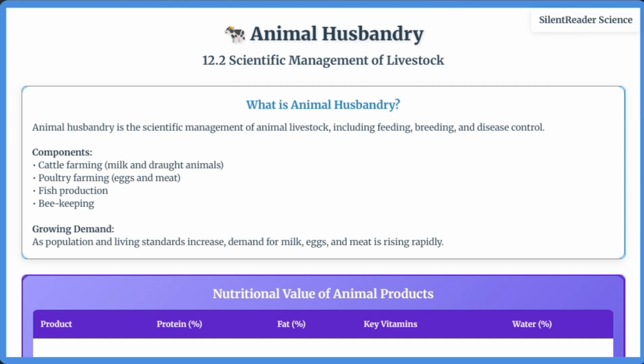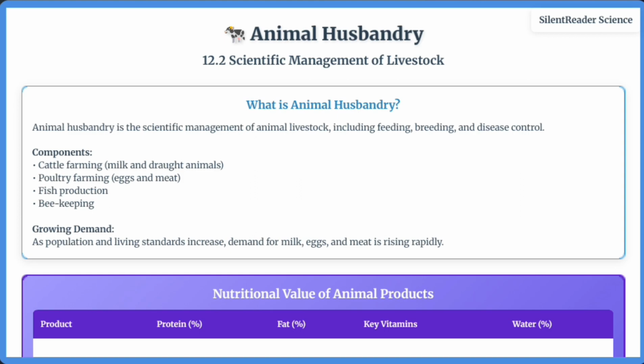Animal husbandry involves scientific management of livestock including cattle, poultry, fish, and bees. Cattle farming provides milk and draft power for farm work. We improve breeds by cross-breeding local varieties that have disease resistance with exotic varieties that give more milk. Poultry farming provides eggs and meat through layers and broilers respectively.